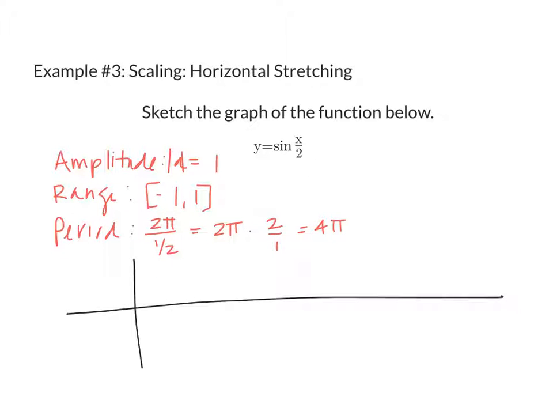If the period is 4 pi, you have to go at least as far as 4 pi. So we have negative pi over here, then pi, 2 pi, 3 pi, and 4 pi. When we're done, that's where we're supposed to end up.